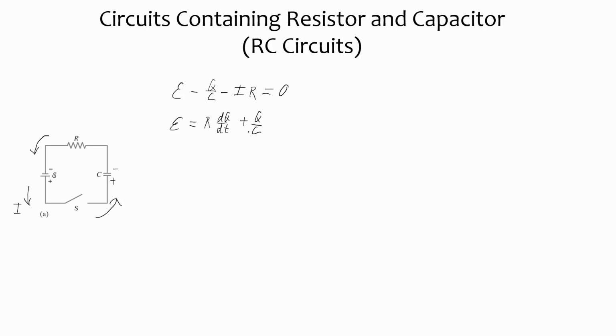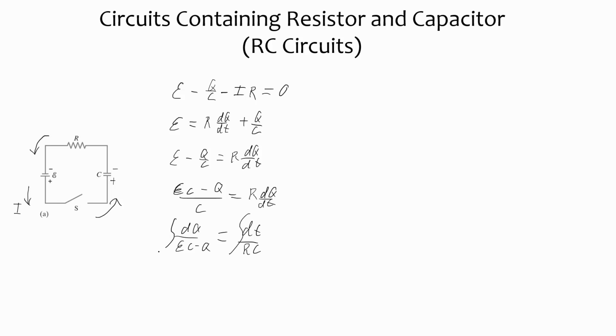And then here what we want to do is a separation of variables, so we can start out by saying E minus Q over C equals R dq dt. Then we can get EC minus Q over C, just putting everything under a common denominator here, equals R dq dt, and moving right along we can have a dq over here over EC minus Q. Essentially we want to get the Q and the dq on the same side, and then we'll have dt over here over RC.